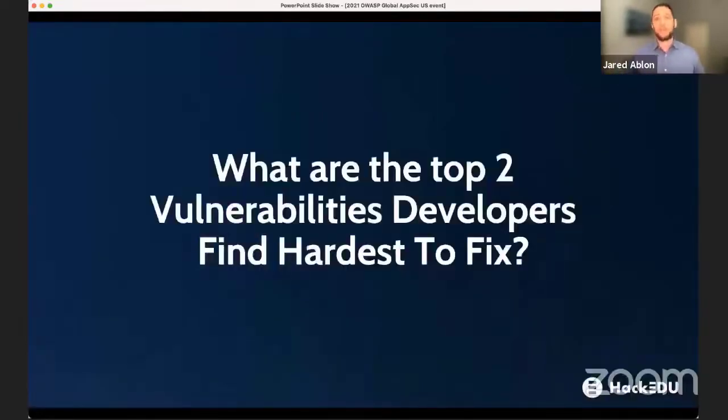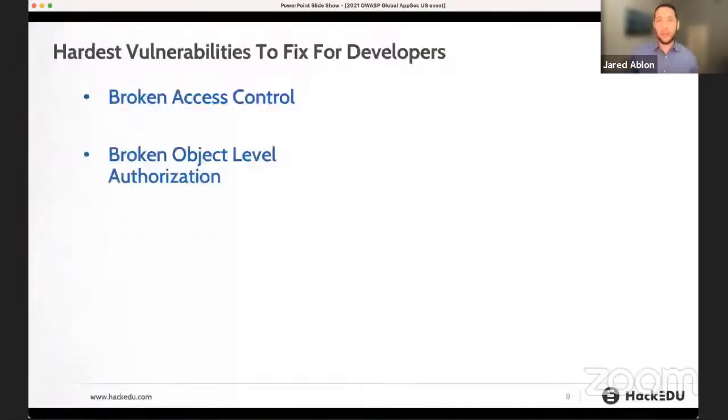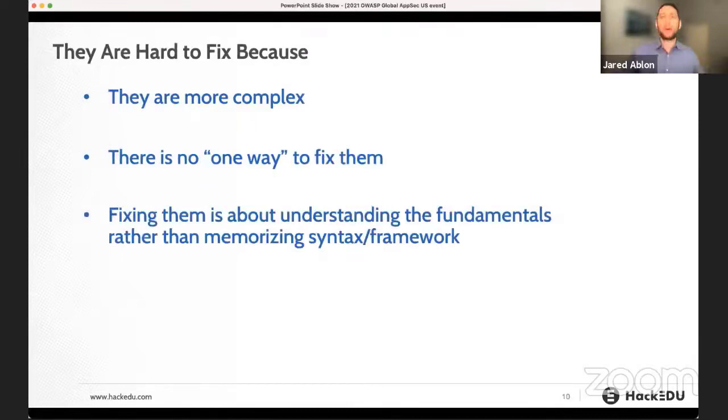What are the top 2 vulnerabilities developers find hardest to fix? Looking at all of these developers, we found broken access control and broken object level authorization. When looking into the data, why are developers having issues with these areas in particular? Well, they're more complex to fix. It's not leveraging a framework or something that's relatively easy, and there's no one way to fix these issues. There are a lot of issues that encompass access control and authorization. So it's really about having a mindset to think through all of the possible issues that can arise, and training on the fundamentals rather than memorizing a specific syntax or framework. That's why these are particularly hard to fix.